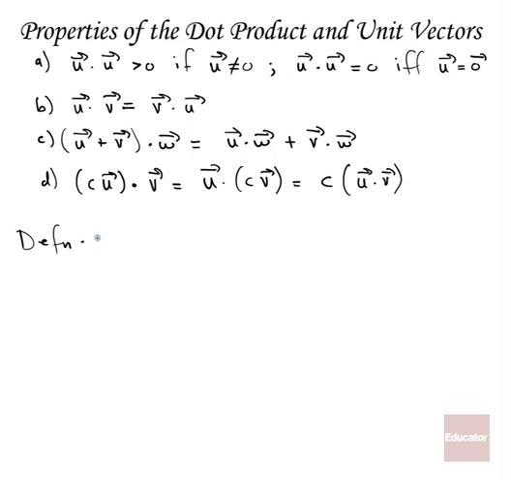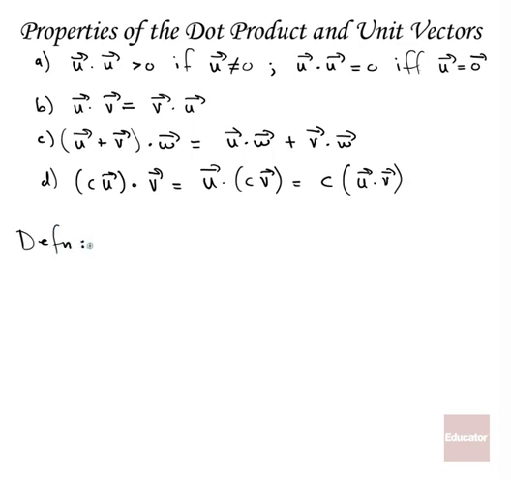And the final one, c times u dot v is equal to, I could pull the c over to the v, u dot c times v, or I can just pull the c out and do c times u dot v. Again, just some properties to manipulate vectors when you actually start to deal with them. Okay, we're moving along very nicely here.